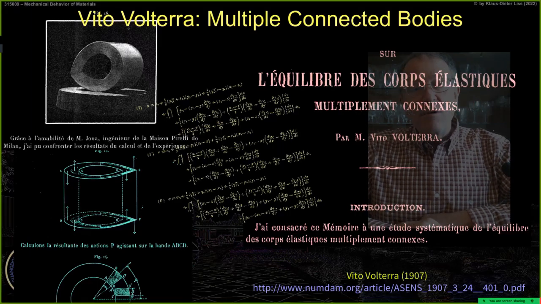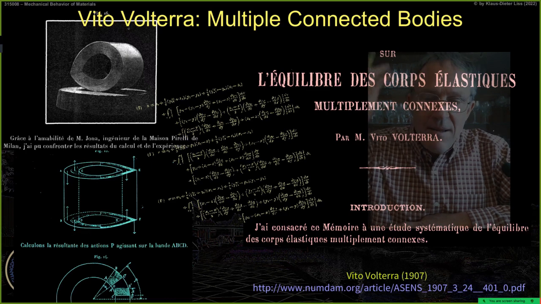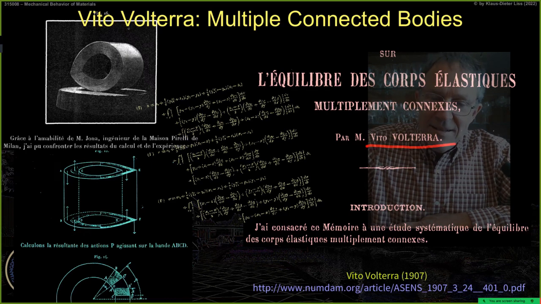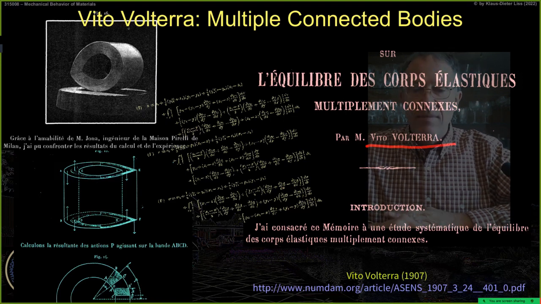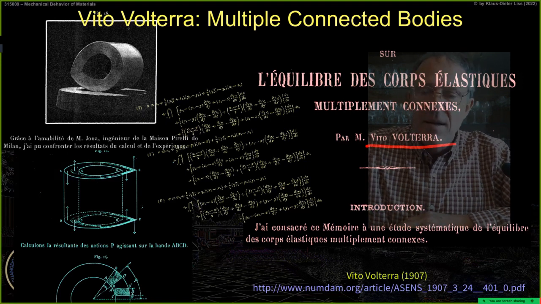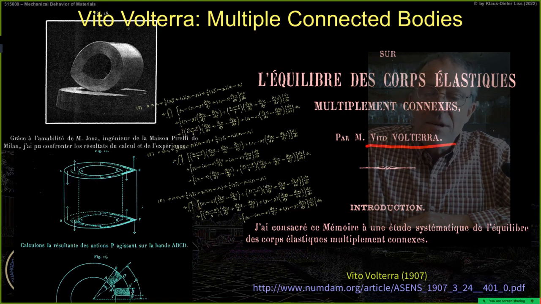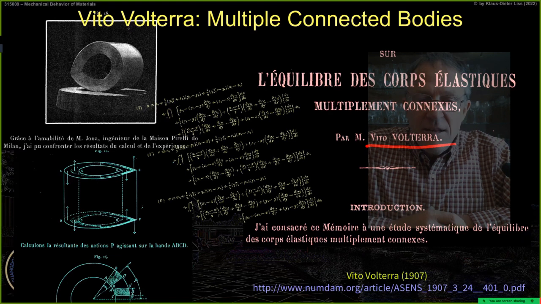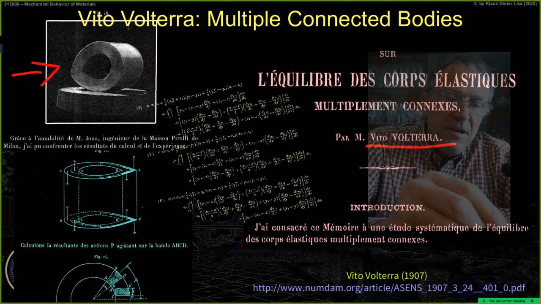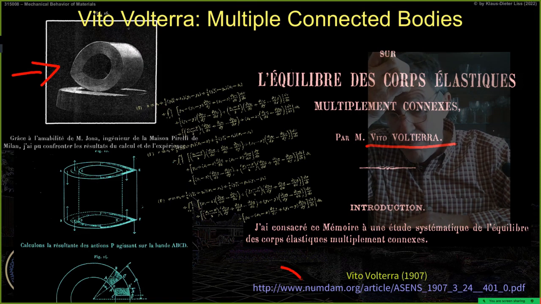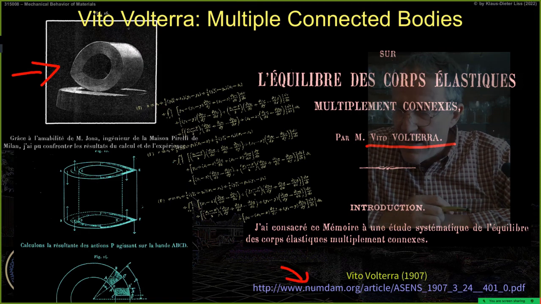Vito Volterra. So there are many Volterras. This is Vito Volterra. Il est français, he is French. Here is the book, Sur l'équilibre des corps élastiques multiplement connexes. So this means about the equilibrium of elastic bodies multiply connected. In this picture, for example, and this is a thick book. The book you can find here. You can download it here, I guess. I downloaded it.